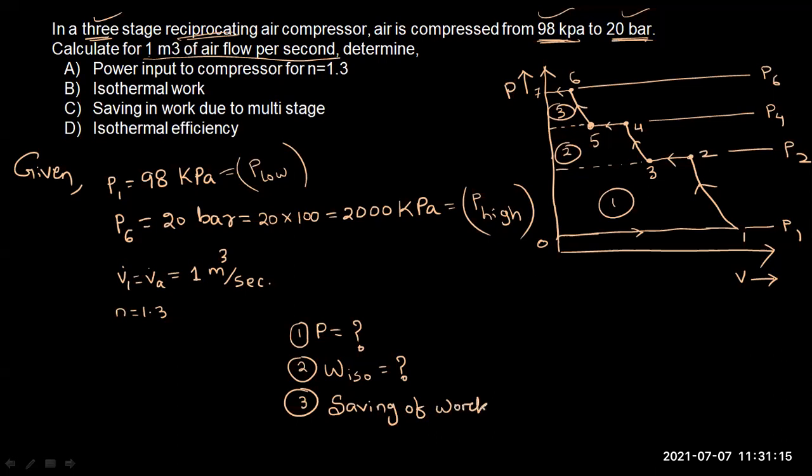What do you mean by saving of work? It means in single stage, how much work we are getting, and in 3 stage, how much work we are getting. If we take the difference between these two, we can say how much work we can save if we go for 3-stage compression. And the fourth point, we will calculate isothermal efficiency.